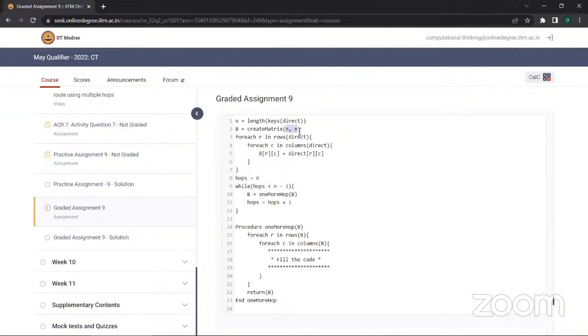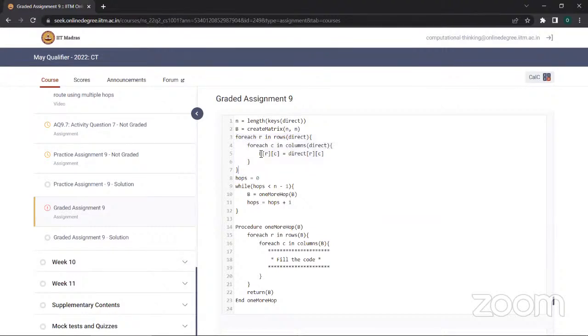So what is B? B is a matrix of size n by n, and all the values in that matrix are 0. All zeros are there. That's what you have to assume after line number 2. Now we have to insert some values into that matrix as per this direct train. That's why we are running these lines of code.